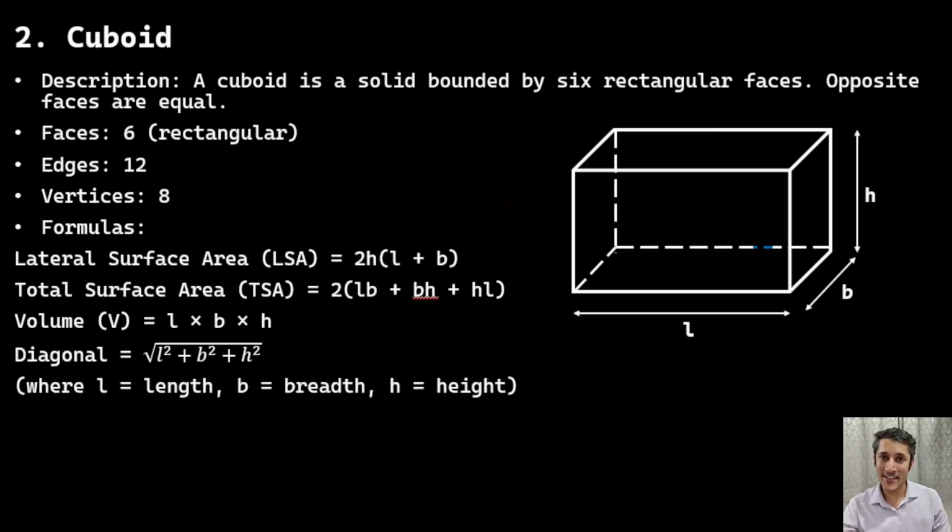Next, we'll discuss the second solid, which is the cuboid. A cuboid is a solid bounded by 6 rectangular faces. Opposite faces are equal. Now, a cuboid is very much similar to a cube. The only difference is in a cuboid, all the faces are rectangular. So it has very much similar property to that of cube. Like it has equal number of faces, it has equal number of edges, and it has equal number of vertices.